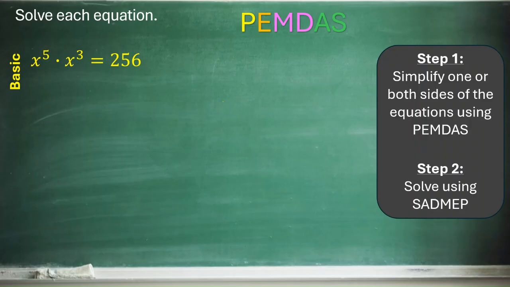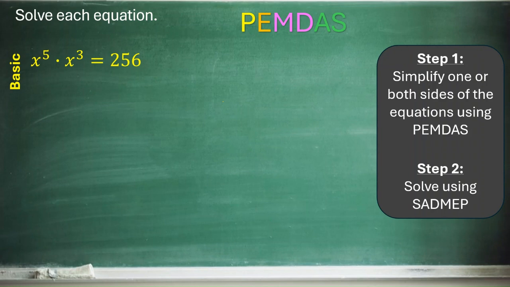All right, we are going to get started with our first problem that I'm calling basic for solving equations with rational exponents. So we have x to the 5th times x cubed equals 256. So we need to get the x's together, and that is going to require us to use the power of a product property. Sometimes it's called the multiplicative property of exponents.